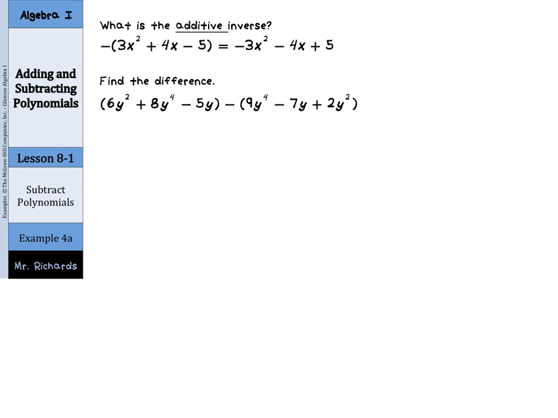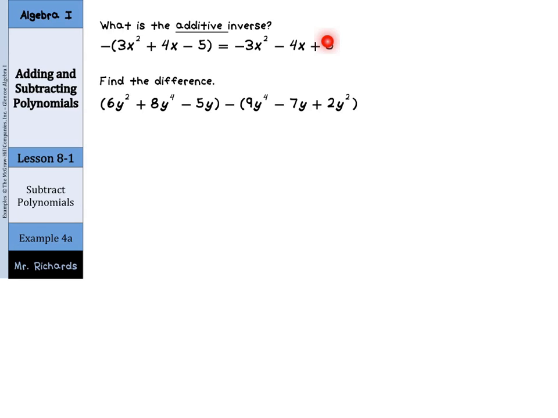As we move on to subtracting polynomials, think about how we used to subtract integers. We would take the additive inverse. We would keep, change, opposite. And we can do the same thing here. If you're subtracting 3x squared plus 4x minus 5, you can really add negative 3x squared, add a negative 4x, and add a 5. And you can look at it that way.